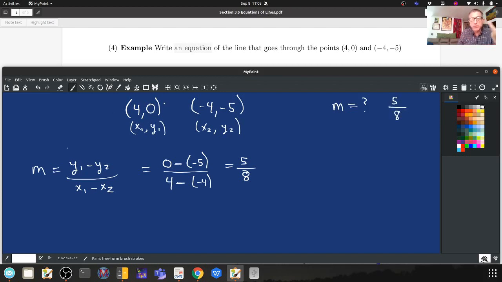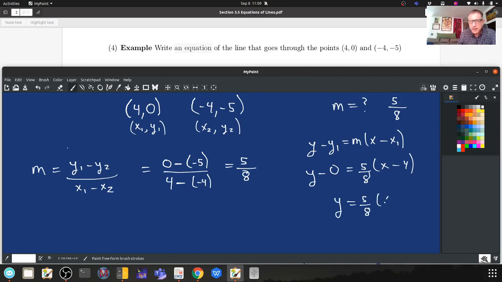So you're given 2 points. Which one do you choose? Either of the two. We have y minus y1 is equal to m times (x minus x1). Now we're just plugging in. Remember, y and x are variables. My y1 is 0, and my m is 5/8. My x is a variable, and my x1 is 4. So this simplifies to y is equal to 5/8 times (x minus 4). And you don't have to do anything. That's perfectly fine as it is.